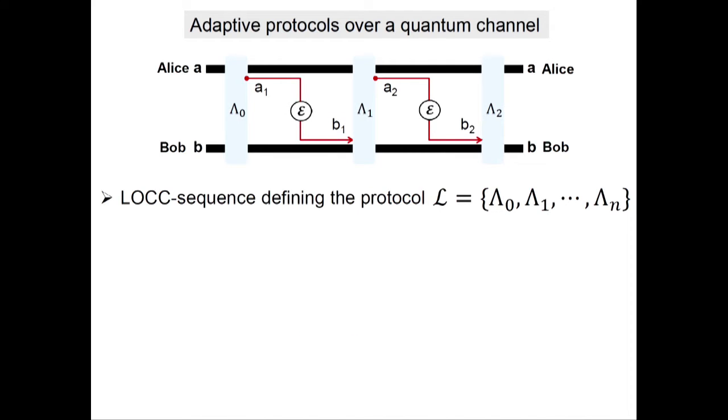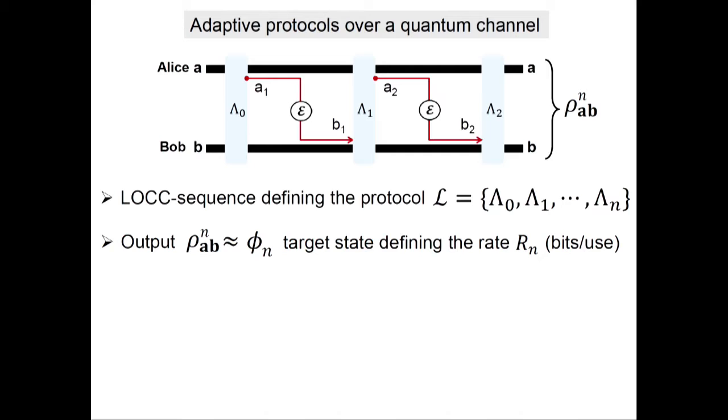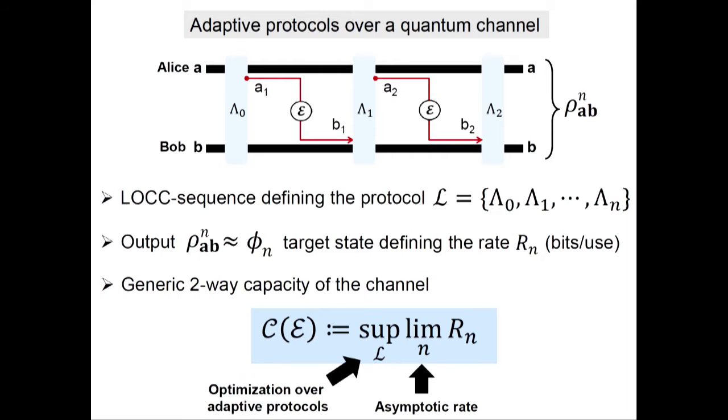So what do we have at the output of this protocol? We have an output state shared by Alice and Bob, which clearly depends on the sequence of adaptive local operation and classical communication that here is indicated with the letter L. We have this output state, rho AB, and we say that the protocol has a rate R if this output state is close enough to a target state, phi n, that is characterized by R bits per use. Then, by taking the asymptotic limit in the number of channel uses and optimizing over the adaptive protocols, we define the generic two-way capacity of the channel.